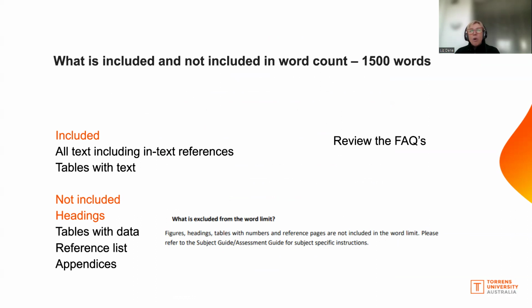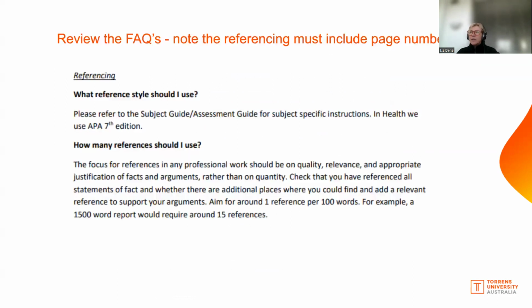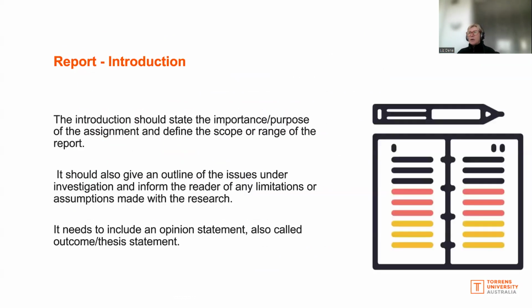So what is included? All text, including in-text references. Remember that you must include page numbers. You will be marked down if you do not include page numbers in your in-text reference. Every time you cite a fact, you must say where it came from. Tables with text will be included. What's not included is tables with data, the reference list, and the appendices. So if you're unsure, have a look at the frequently asked questions. They're located in your discussion forum and also in your Padlet as well.